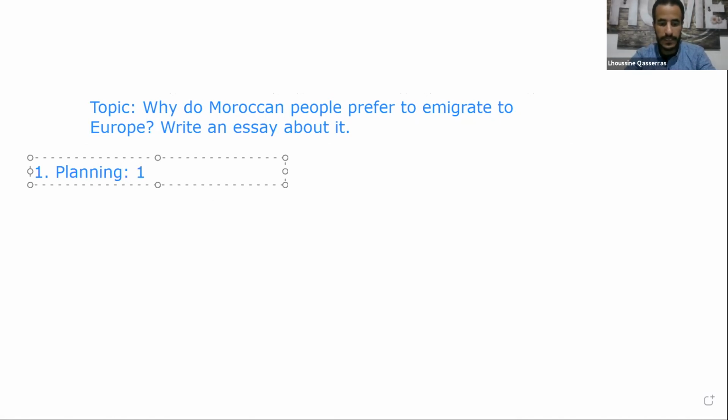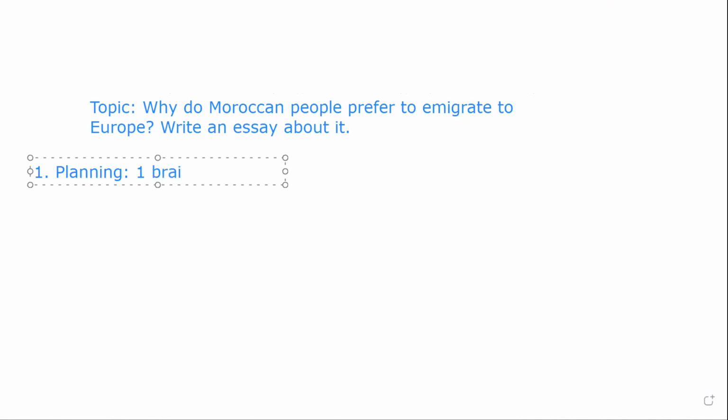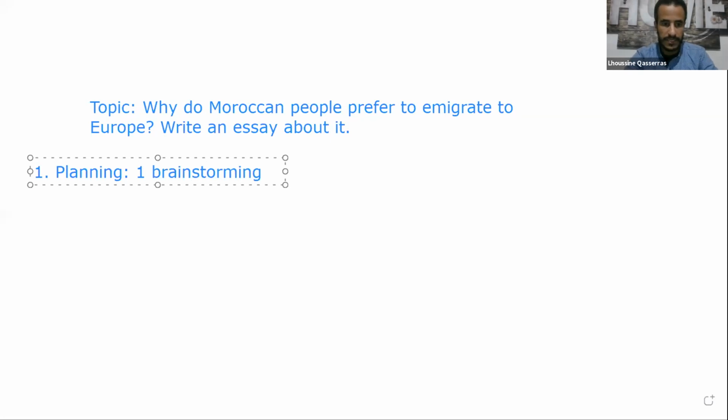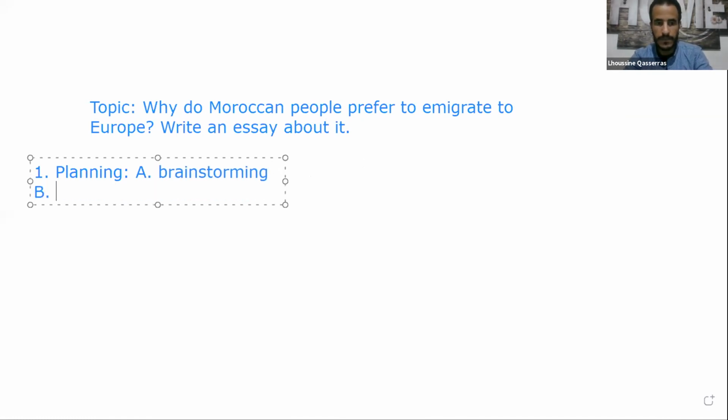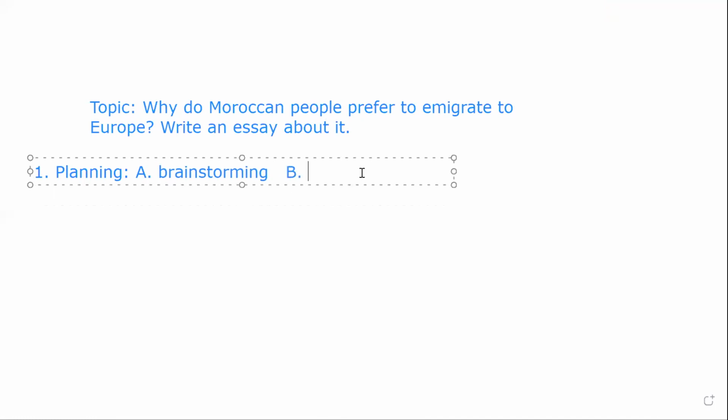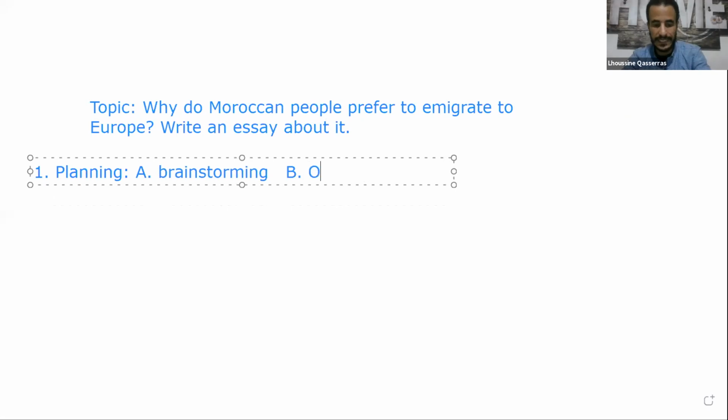Number one is, we can call it brainstorming. Great. So let's write: A is brainstorming, and B is organizing. These are the stages.